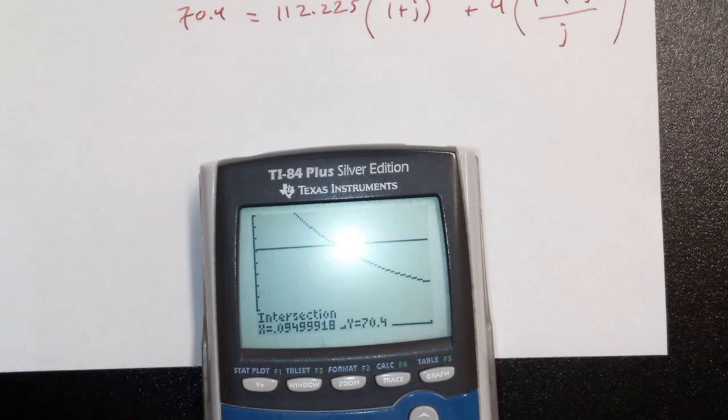J is 0.094, let's call it 0.095. That means that my yield was 19%. Remember, I have to double this number. In the 5 years I owned this investment, I made 19% a year. Not bad, people. Not bad at all.